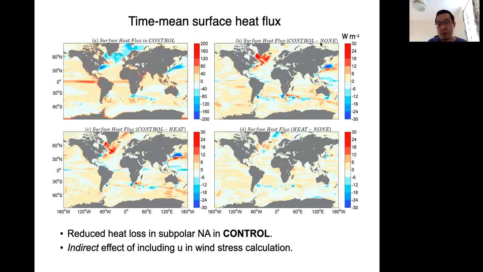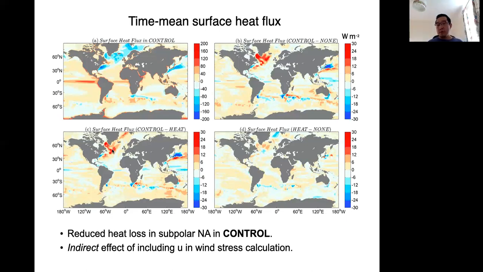Okay, and if we now compare this difference between control and none with panels C and D, which show the difference between control minus heat, that shows the impact of relative wind stress, and D, that's heat minus none, that's the impact of including ocean surface current in turbulent heat flux calculation. What we find is that this difference in surface heat flux is not due to including ocean surface current in heat flux calculation, but actually it's the indirect effect of including ocean surface current in the wind stress calculation.